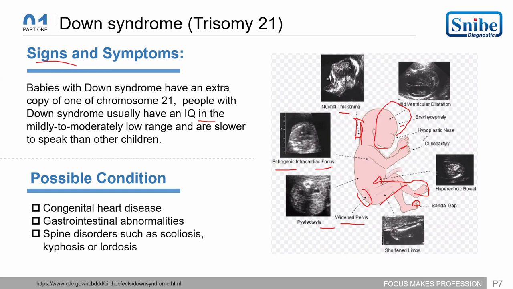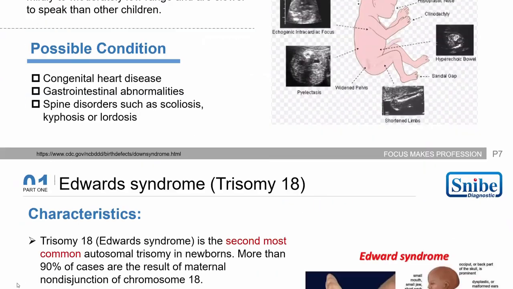And then the possible conditions if such babies are born: they may be born with congenital heart disease, they may have some gastrointestinal abnormalities, or they may have spine disorders like scoliosis, kyphosis, and lordosis. So these are the findings during and after birth in Down syndrome babies.